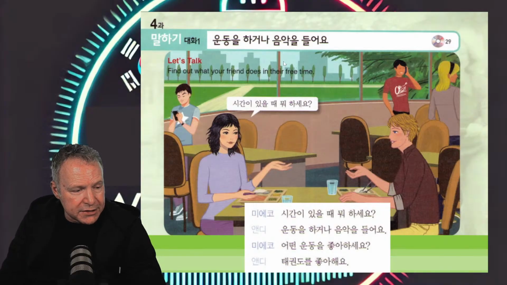So in this conversation, who are our characters? We have Mieko and Andy. If you look at the image there, Mieko's on the left, Andy's on the right.